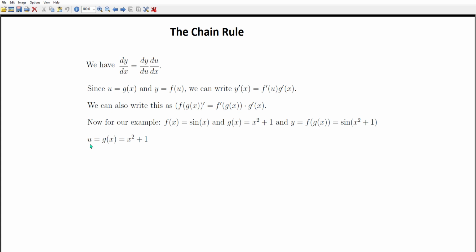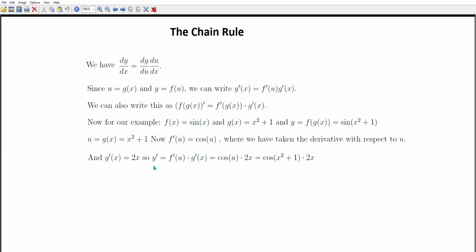So we formalize that by setting u equal to g of x equals x squared plus 1, and then we note that the derivative of f of x is cosine x, so the derivative of f evaluated at u is cosine u, so this is a derivative with respect to u, and the derivative of g of x is 2x. Now, according to the expression we've got up here, we can write the derivative as y prime is f prime of u times g prime of x. That's the cosine of u times 2x. And u is x squared plus 1, so that's the cosine of x squared plus 1 times 2x. So we can write the derivative of the sine of x squared plus 1 is cosine of x squared plus 1 times 2x.